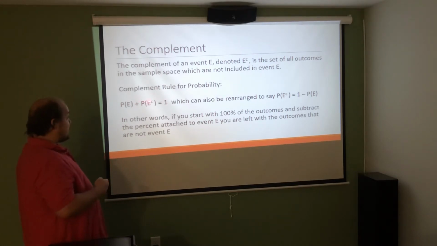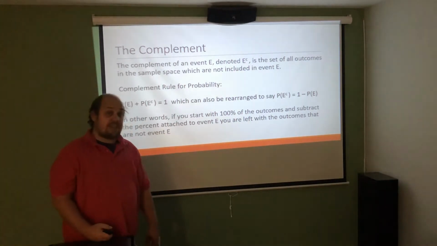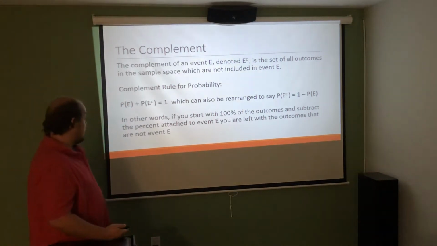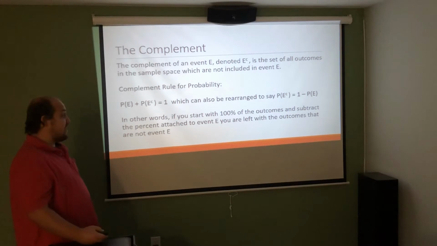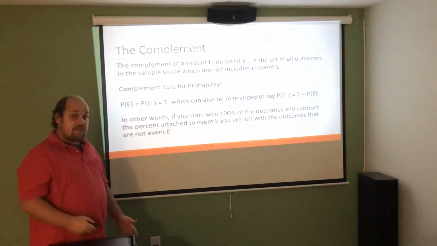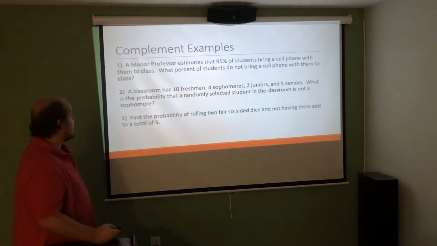If I rearrange this slightly by subtracting the probability of the event from this side and this side, that's how I get to this formula, which is useful. It says if I want to calculate the probability of an event's complement, I just do 1 minus the probability of that event. In other words, if I start with 100% of the outcomes and subtract the percent attached to event E, I'll be left with the percent attached to not E. So let's see how that works in context.